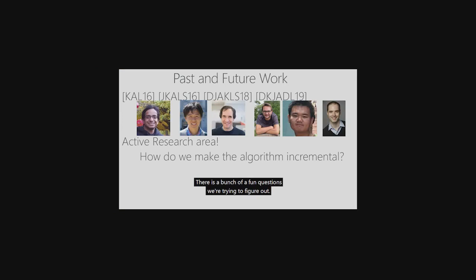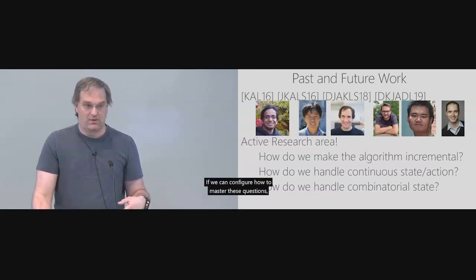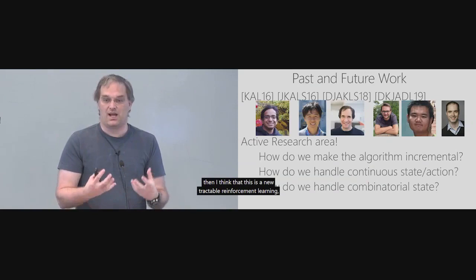How do we make this a more incremental algorithm? How do we handle continuous states and actions? How do we handle combinatorial states? If we can figure out how to master these questions, then I think that this is a new kind of tractable reinforcement learning, which we can hope to use over and over again in practice.